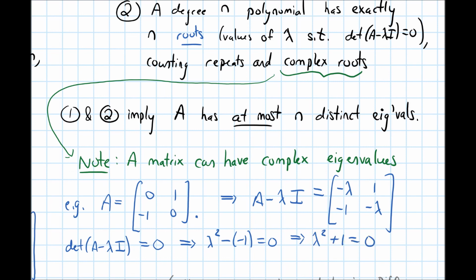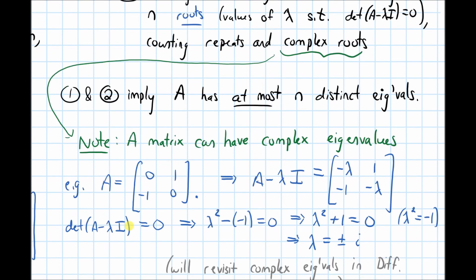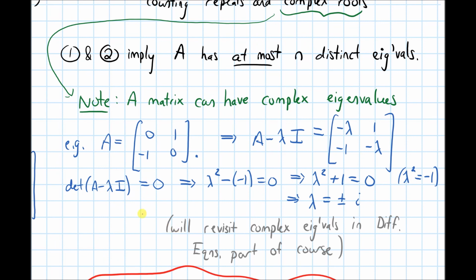But if lambda squared plus 1 equals 0, that means that lambda squared equals negative 1. So this is only going to have complex, or in this case, purely imaginary roots. The answers are going to be lambda equals plus or minus i. Because if I take i and square it, I'll get negative 1. But also if I take negative i and square that, we'll also get negative 1. For the time being, we won't talk about matrices with complex eigenvalues a ton, but we will see these more in detail when we get to the differential equations part of the course.